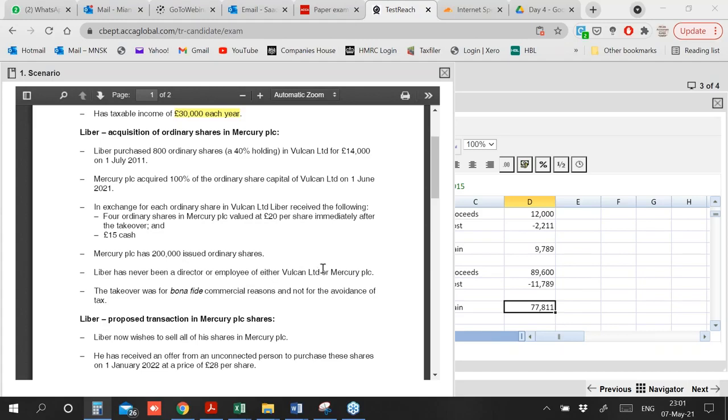So you know that the criteria is, number one, the ownership should be more than 5%. You should be an employee of the company and the qualifying period is 12 months. So because she is not an employee, she will not be able to claim BADR on this, whether she sells the share to that unconnected person or to his nephew Janus. That doesn't matter.